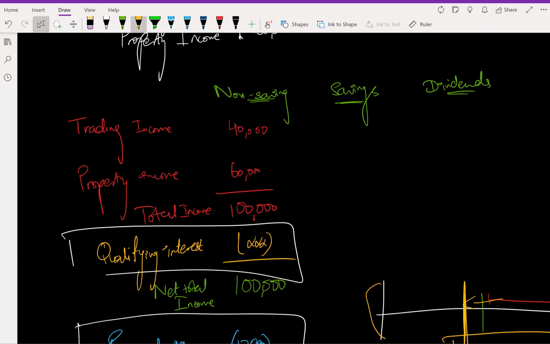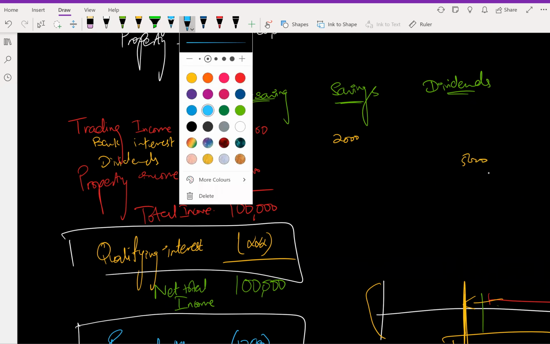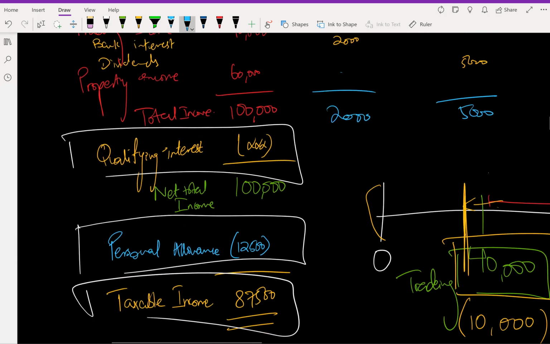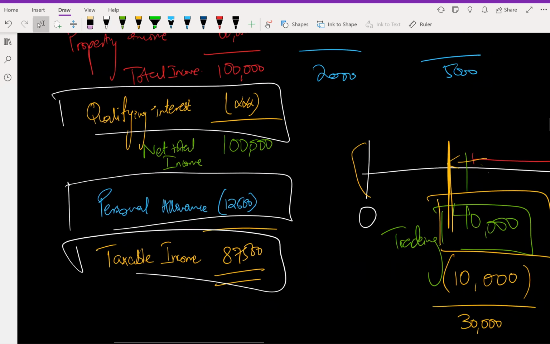Now I have bank interest. I'll have to erase the entire thing, so I'll just add it over here, and dividends. So now my total income is... Again, I will not change the qualifying interest and personal allowance. I'll keep it as it is.